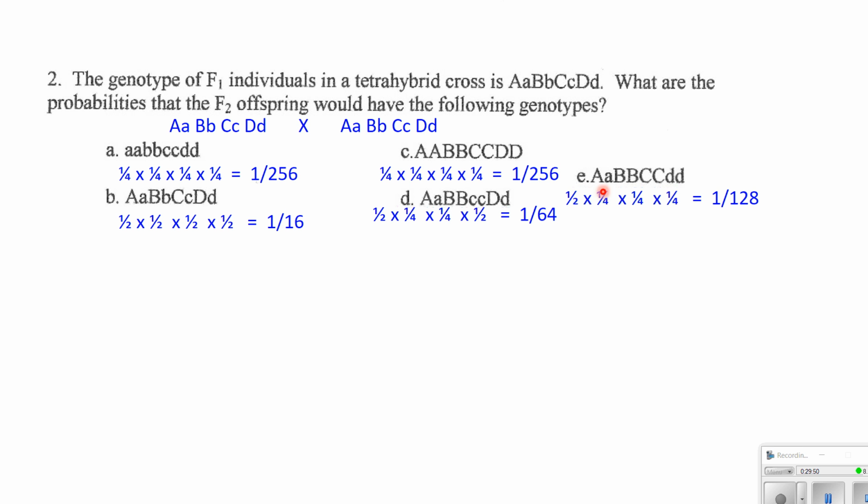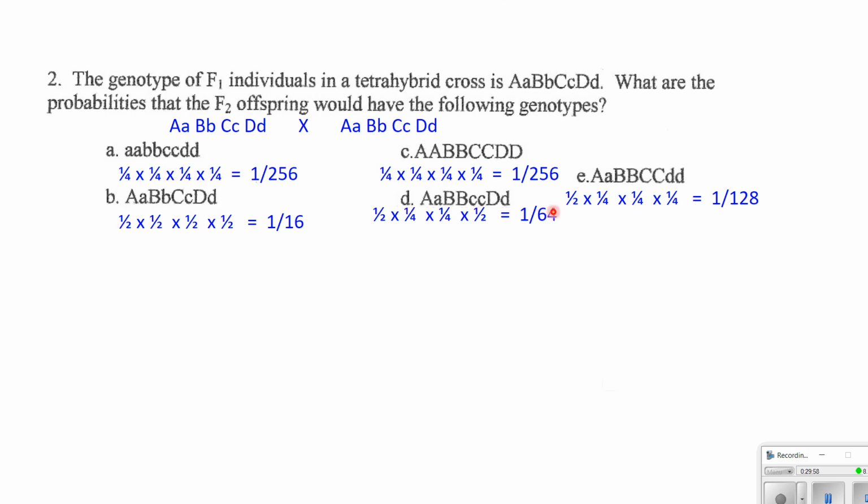Did you get them all correct? Now, when you check your answer, if you got the wrong answer for any of these, look at your individual probabilities and see where you messed up. In other words, if you got something different than 1 out of 128 for this problem, look at your individual probabilities, these little fractions, and see if you can figure out what you did wrong.